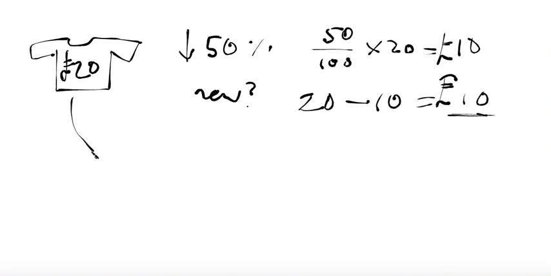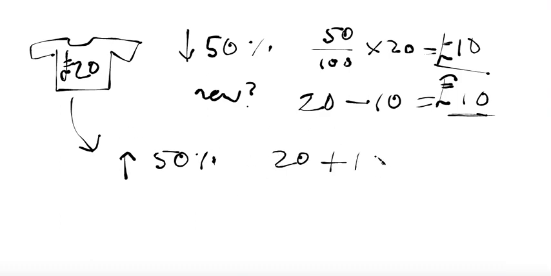Right? But what if we have another situation and the price is £20, we want to increase it by 50%. How would we do that? Well, it's very similar to the above. First we work out what 50% is. As we've done above, 50% we know is already £10. Now we know we're going to increase it by 50%, so we have to do 20 plus 10. That gives you 30. So the new price after increase is £30.